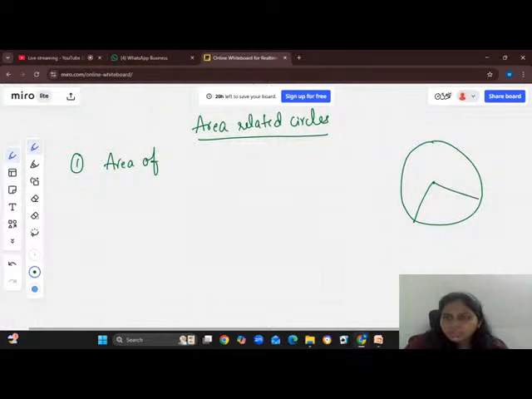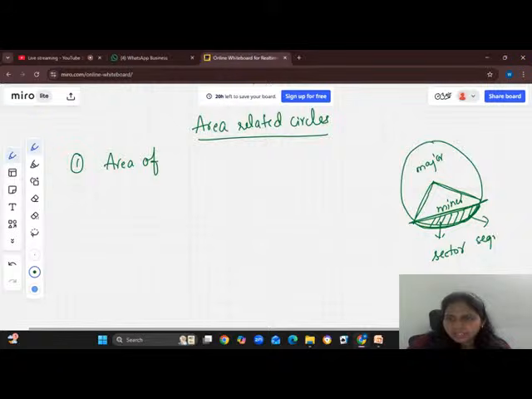If I join two radiuses like this, this part is called a sector. This is a minor sector and this is the major sector. And if I draw a line joining these two points, a chord, this chord and this side, the shaded region, is called a segment. This is called a segment and this is called a sector.